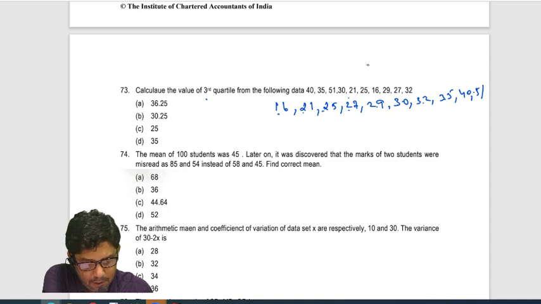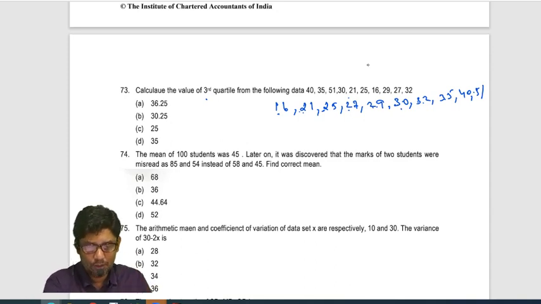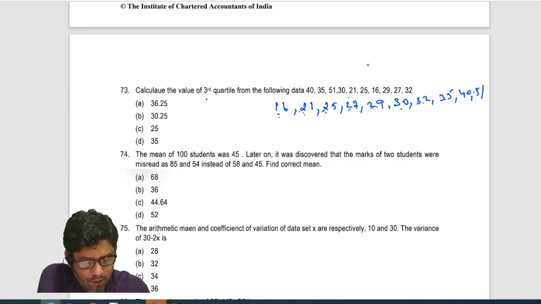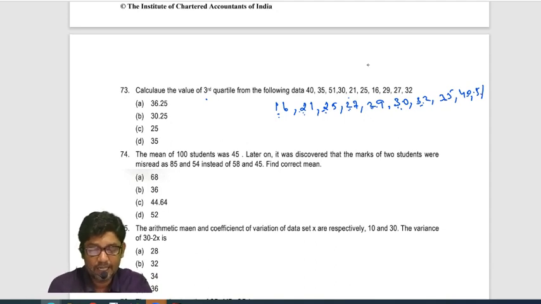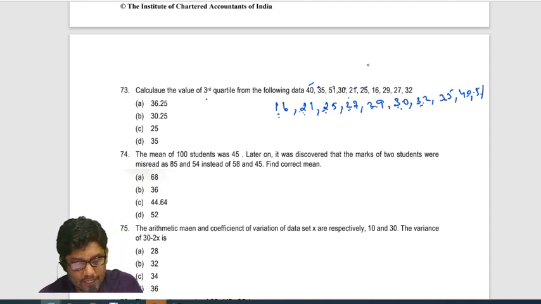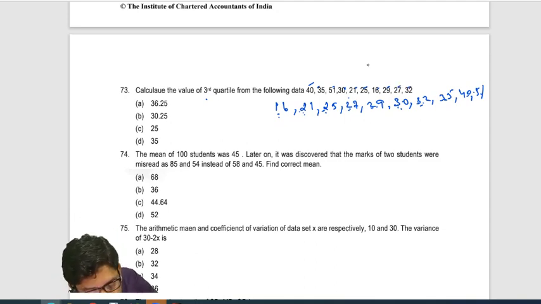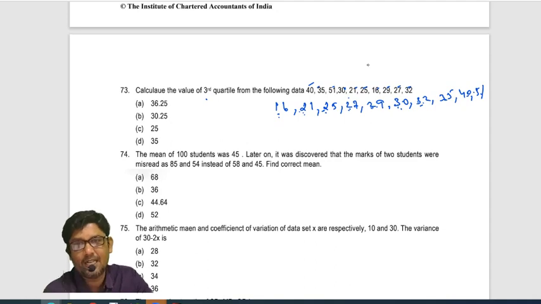1, 2, 3, 4, 5, 6, 7, 8, 9, 10. How many are here? 1, 2, 3, 4, 5, 6, 7, 8, 9, 10. So there are 10. So what exactly will come?